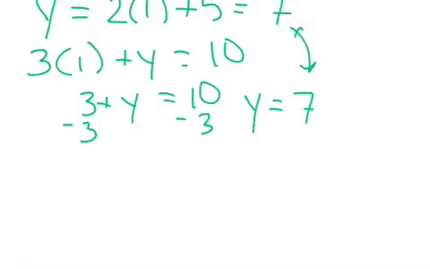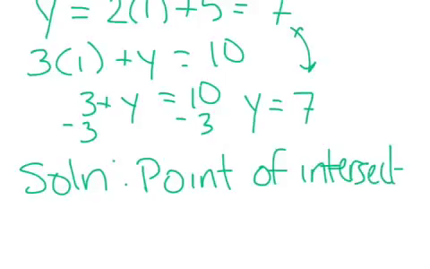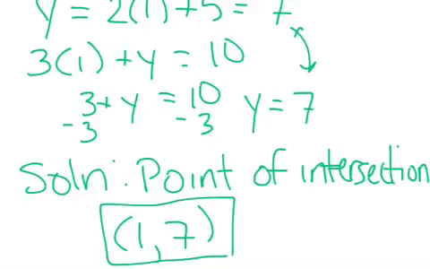So my solution, which is our point of intersection, is, and we're going to write it as a point, the x value of 1, the y value of 7. So had I graphed these two lines, I would have been able to see that they crossed at the point 1, 7.